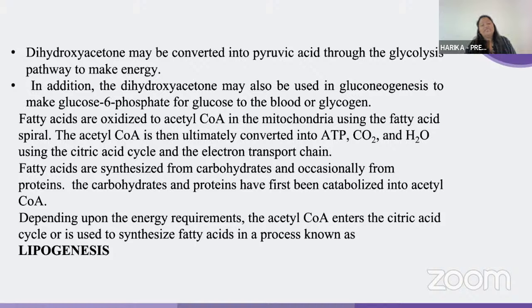Fatty acids are synthesized from carbohydrates and occasionally from proteins. The carbohydrates and proteins are first catabolized into acetyl coenzyme A. Depending upon the energy requirements, what kind of energy they need, either in abundance or in low, the acetyl-CoA enters the citric acid cycle, or it gets synthesized into fatty acids. And this process, you call it lipogenesis.